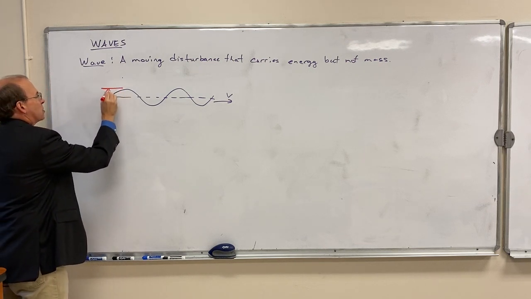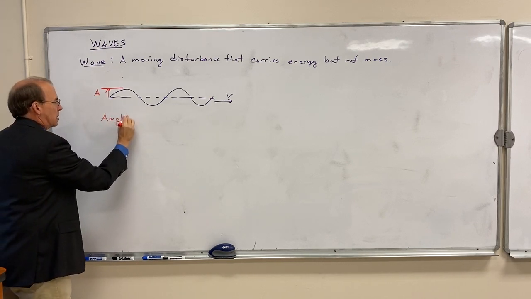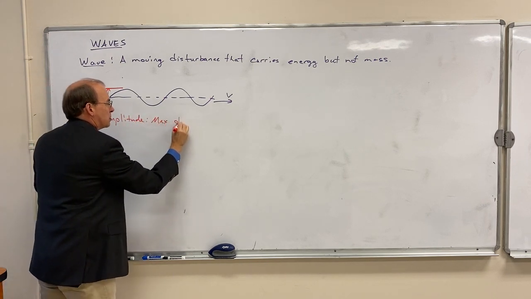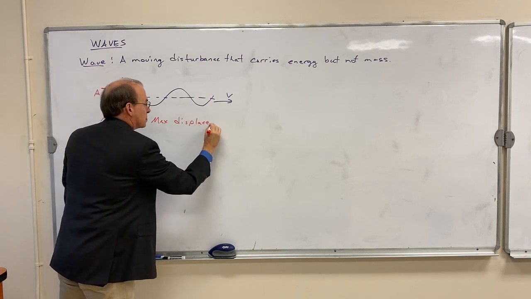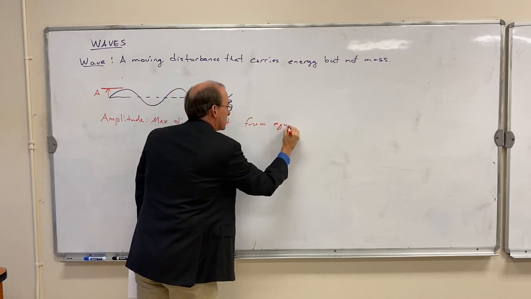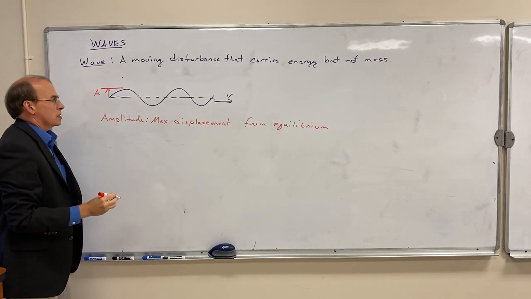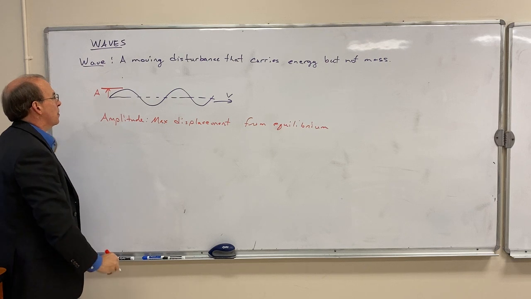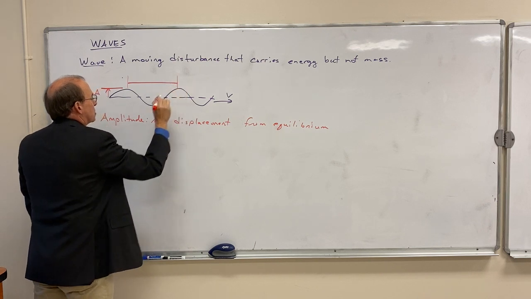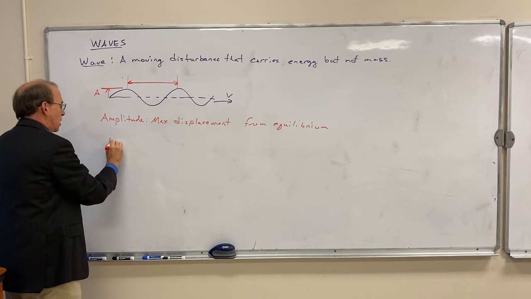This distance, the maximum displacement from equilibrium, is called the amplitude. Amplitude: maximum displacement from equilibrium. That's the same definition of amplitude as we had for simple harmonic motion, but now we're talking about waves. The distance between adjacent crests is called the wavelength. So from one crest to the next crest is called the wavelength.